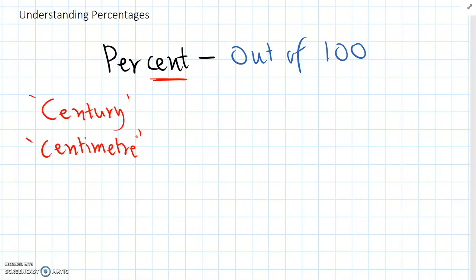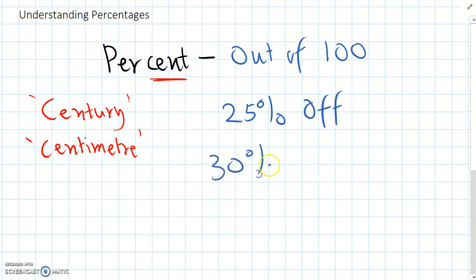And they're really common. We see them in everyday life, particularly when we're shopping. We see things like 25% off if there's a discount, or if you hear that the population of a city is increasing by 30% in the next 10 years. All of these numbers are telling us a certain number out of 100.